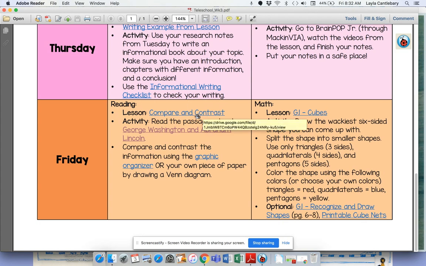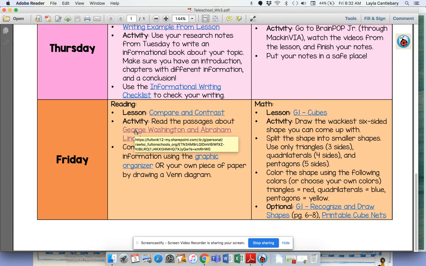If you are on level second grade reading, so awesome and brilliant for sure, you're going to watch this video on comparing and contrasting. Then you're going to click this link to read the passages about George Washington and Abraham Lincoln. And then you're going to compare and contrast using the graphic organizer.